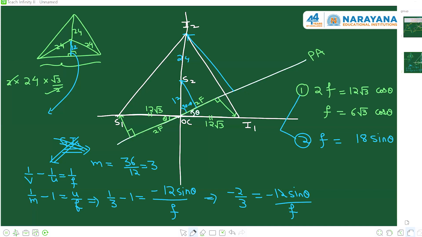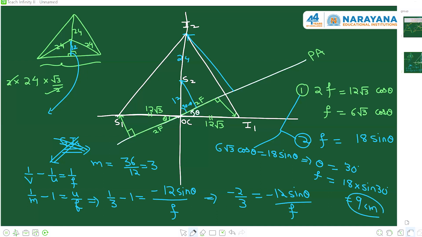And now maybe we are in a better position to answer. So that becomes 6 root 3 cos theta equals 18 sine theta. So theta comes out as 30 degree, I hope. Yeah, tan theta is 1 by root 3. So it comes out as 30 degree. And f, because I've written as 18 sine theta, comes out as 9. So that result will come out as 9.